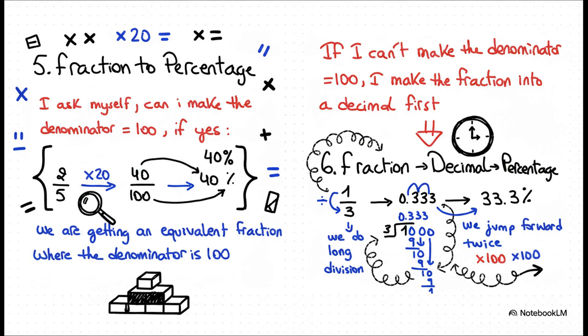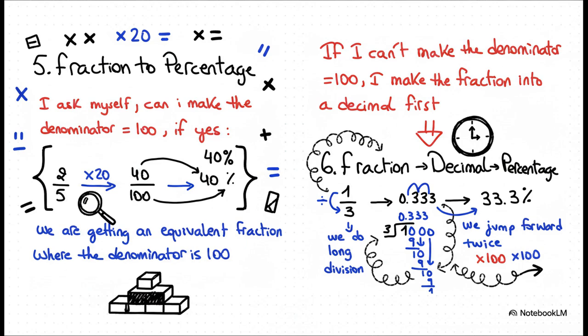But what about a fraction like 1/3? You can't really multiply 3 by a whole number to get 100. That's when we pull out our backup plan. Just turn it into a decimal first. You divide the top number by the bottom number. 1 divided by 3 is 0.333 and so on, and then you just do our decimal jump forward twice to get 33.3%.